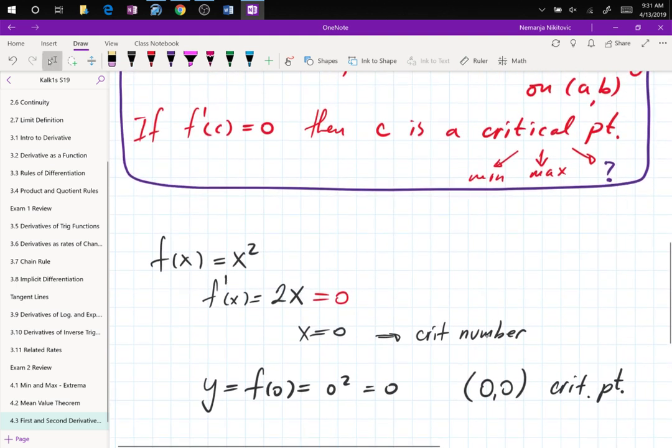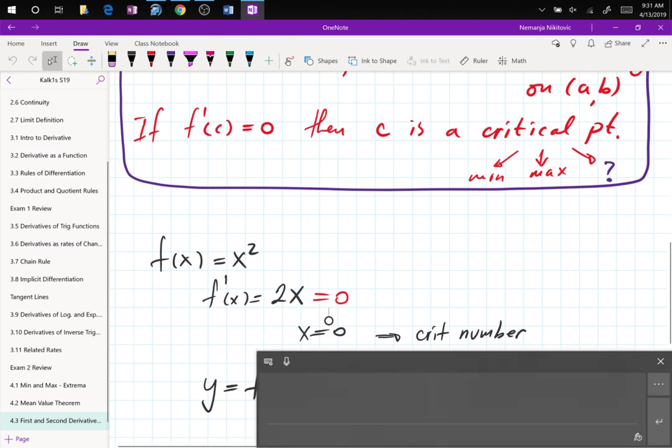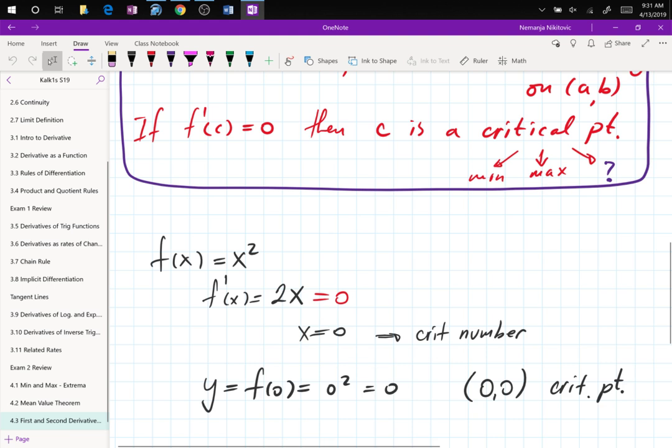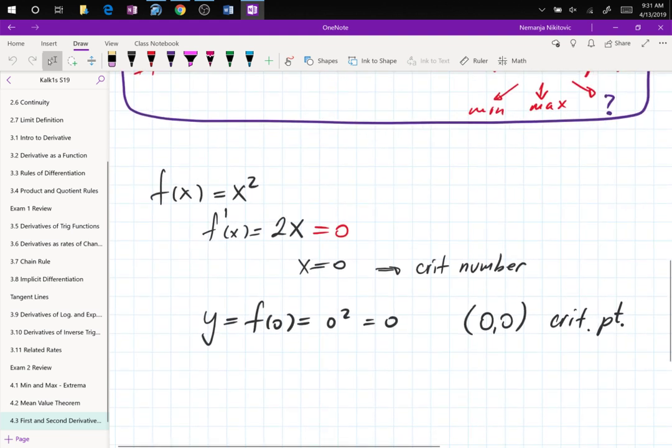None of this should be new, because we did this in 4.1 to find min and max. So there's nothing new so far. Here comes the new stuff.